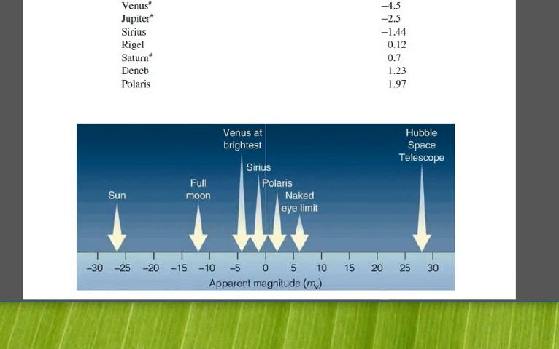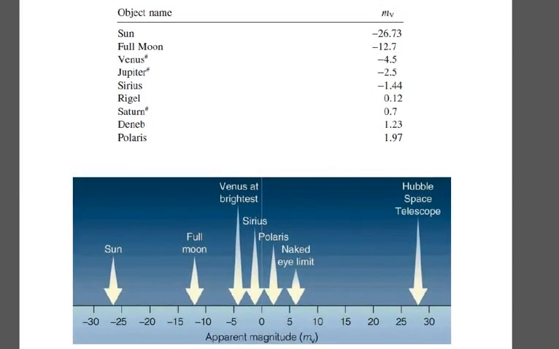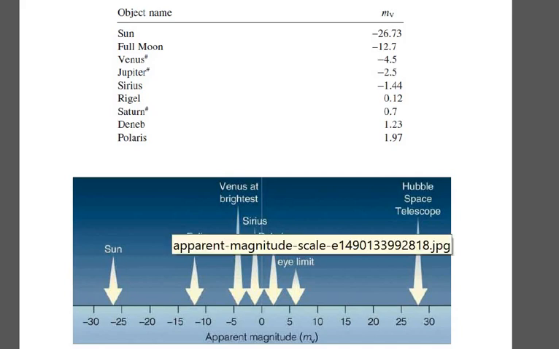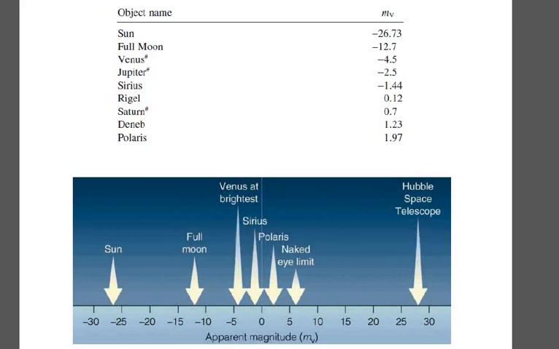Our sun has an apparent magnitude of approximately -27, and the full moon lies over here, around -12. So this means they are very bright. Remember, it is the logarithmic response of our eye to photons which has caused these very brightest objects to have negative apparent magnitudes.